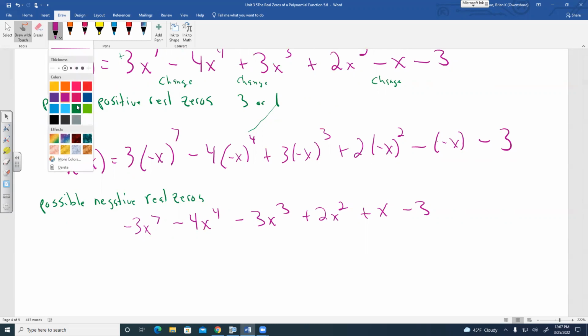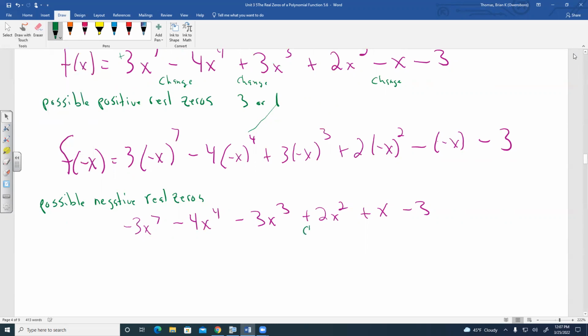So, as I said, negative, negative, negative, positive, there's a change. Positive, no change. Back to negative, that's a change. So possible negative real zeros would be 2 or none at all. If you decrease by 2, you'd have 2 or 0 negative real zeros.